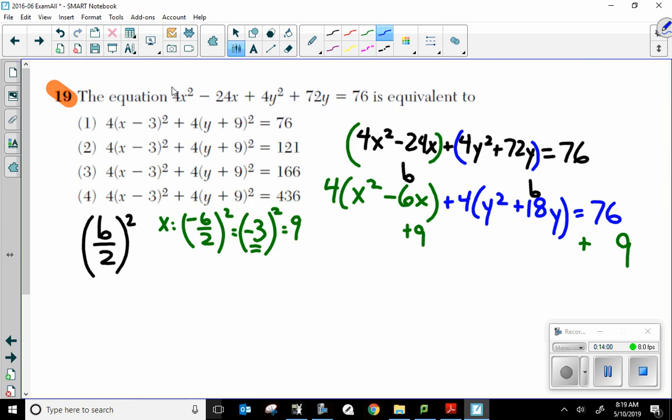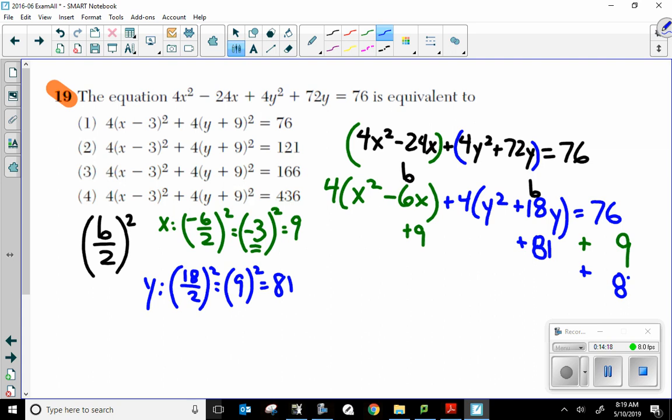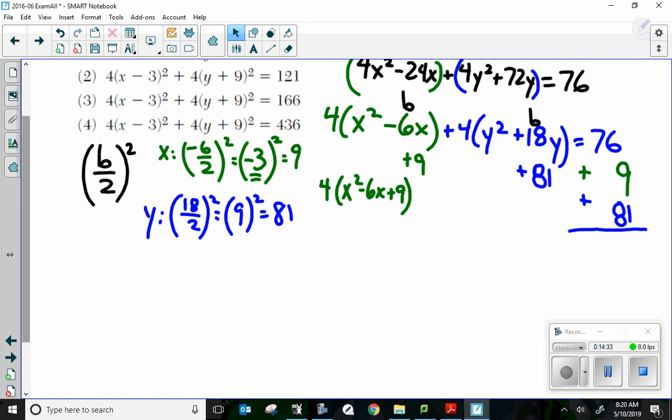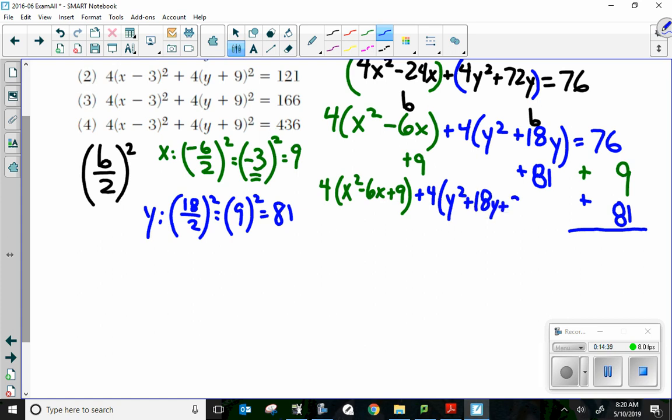Okay, let's do the y value. I'm going to take 18, cut it in half, and square it. Well, that's 9 squared, which is 81. So now I'm going to add 81 inside this parenthesis, and I've got to add 81 here. Notice, again, I'm leaving some space between the 81 and the plus sign. So, when everything's all said and done, I now have 4 times x squared minus 6x plus 9 plus 4 times y squared plus 18y plus 81 equals, I'm going to add this down here.